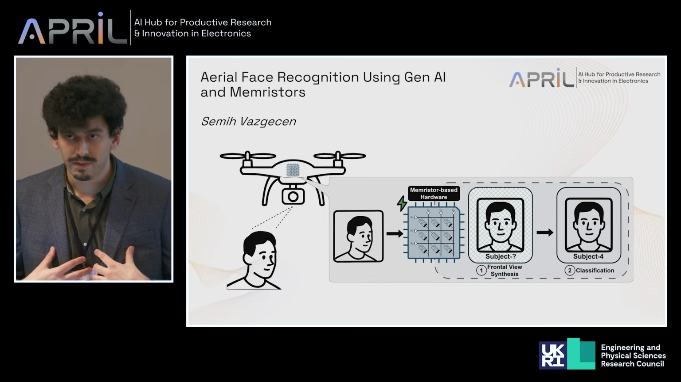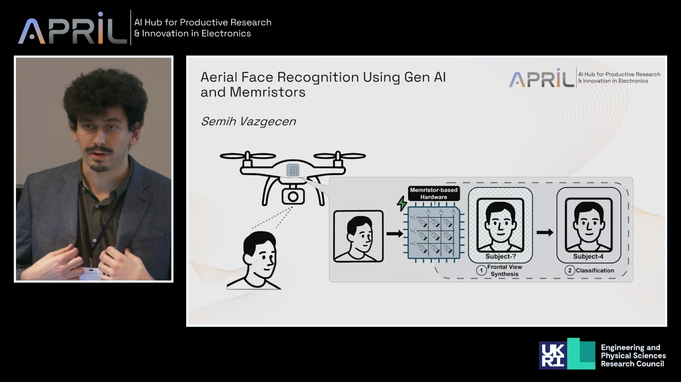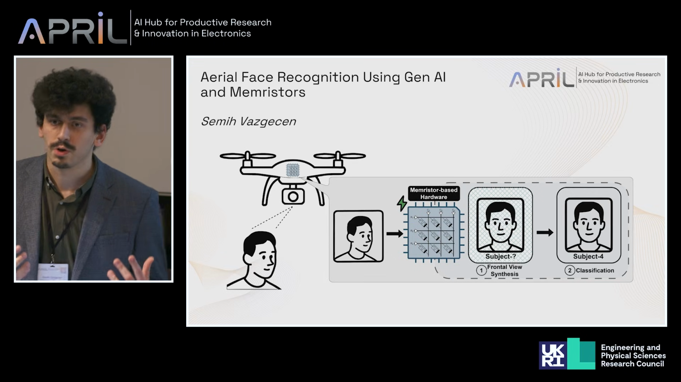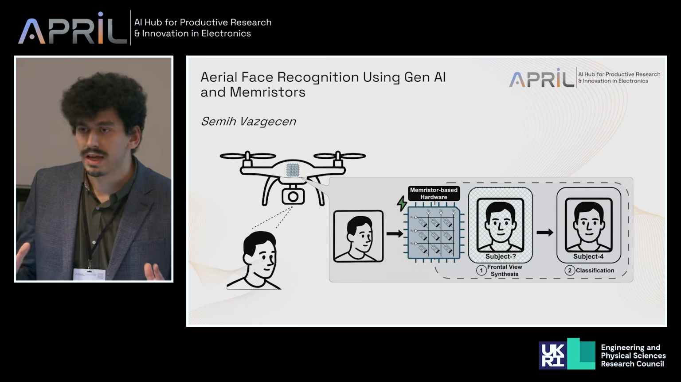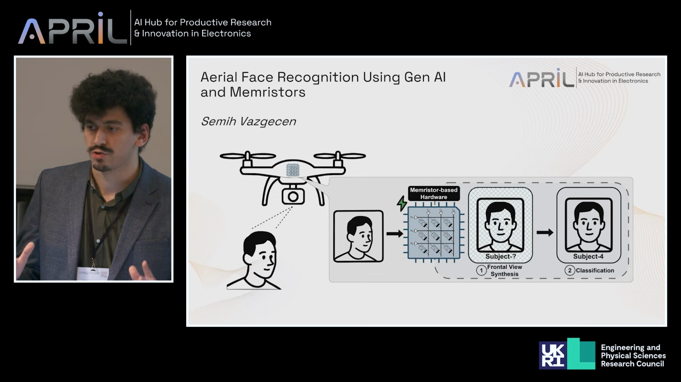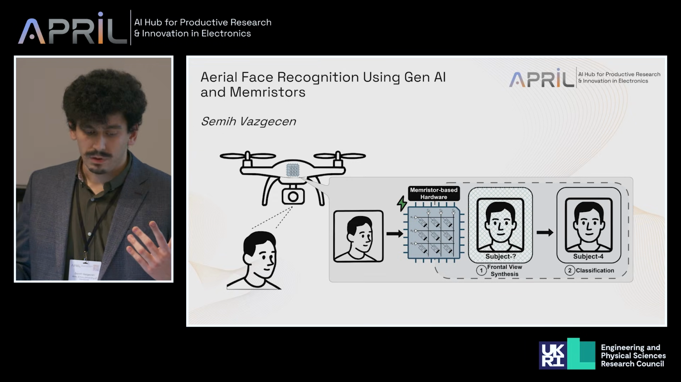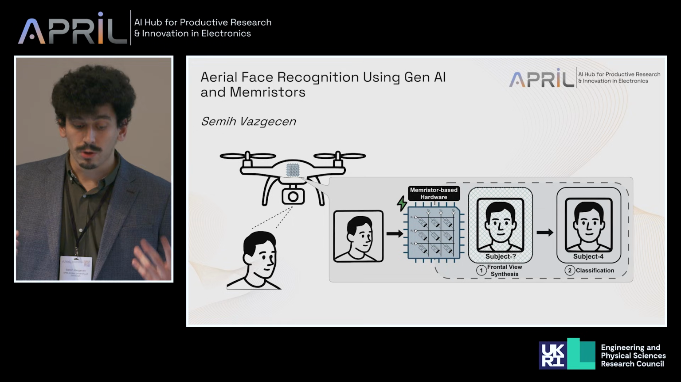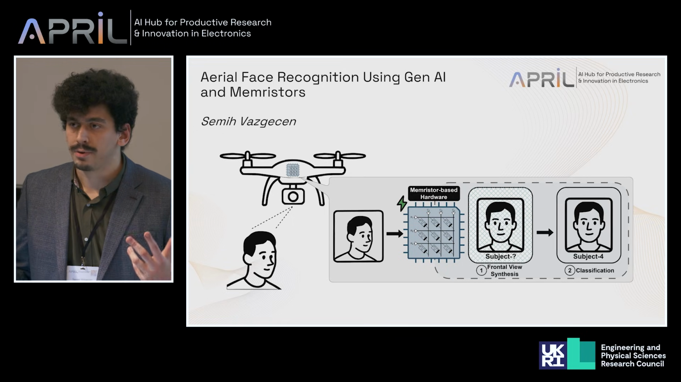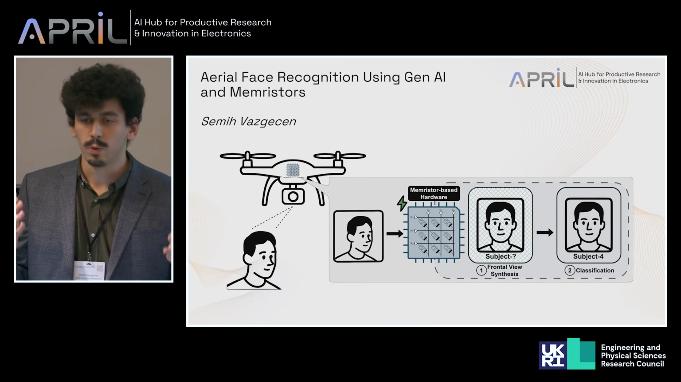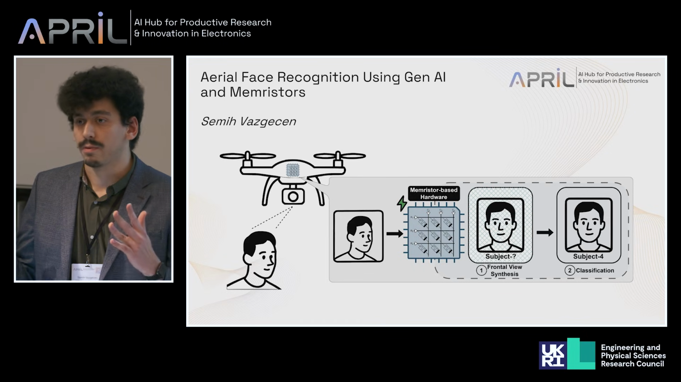My name is Semih Vazgeçen. I'm a first-year PhD at the AI Hub, and my research focuses on enabling sustainable AI implementations on resource-constrained devices, namely edge devices, such as drones, and also effectively addressing the low SWaP capabilities, like low size, weight, and power.